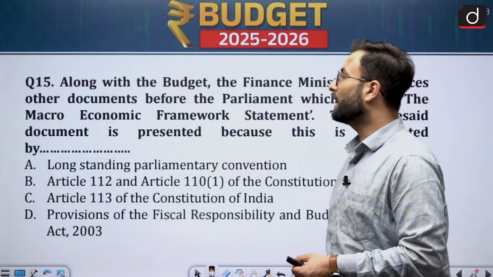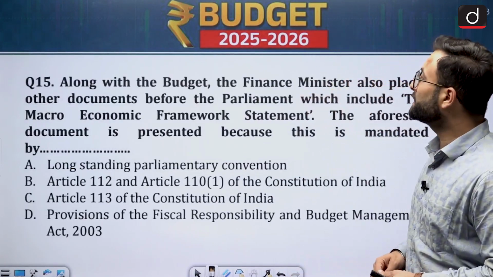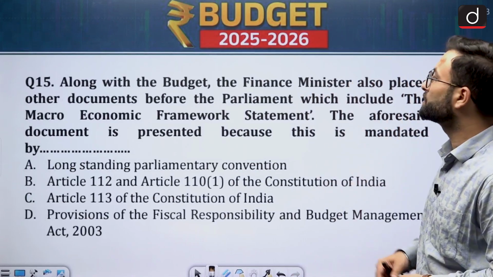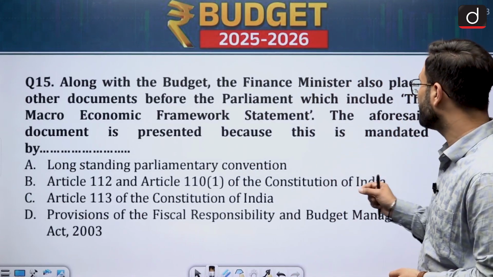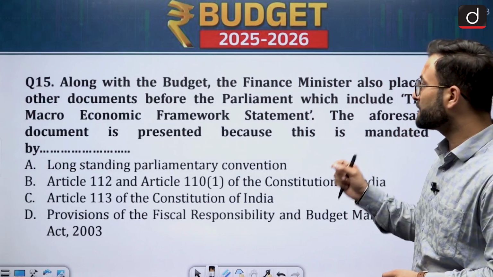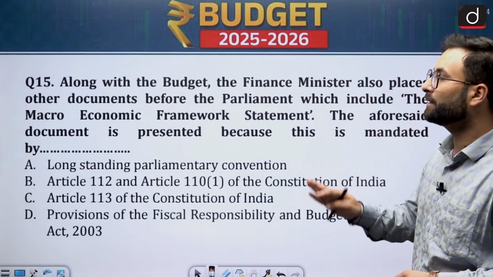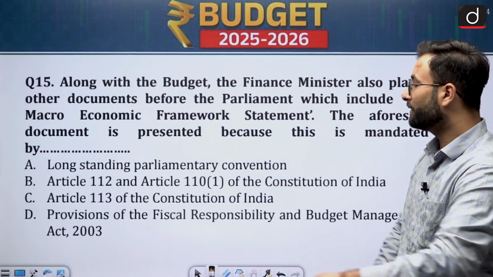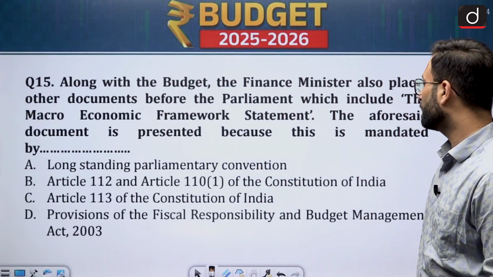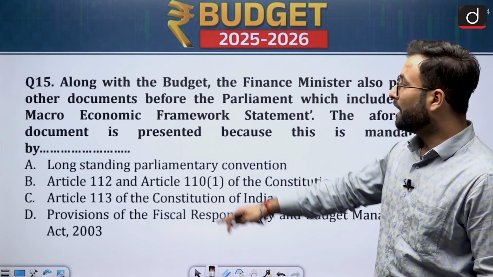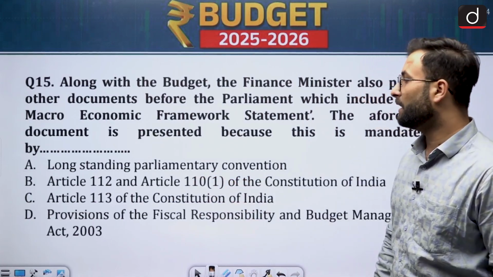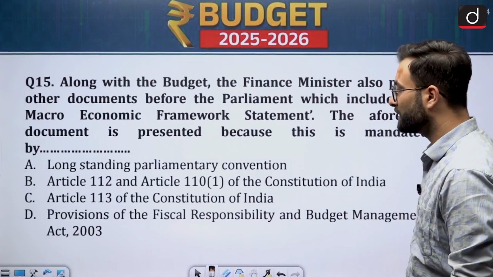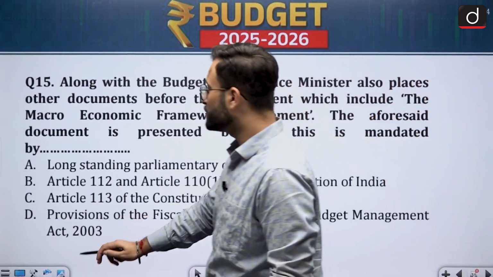Coming to the next one, question number 15. Along with the budget, the finance minister also placed other documents before the parliament, which include the macroeconomic framework statement. The aforesaid document is presented because this is mandated by long-standing parliamentary convention, Article 112 and Article 110 clause 1 of the Constitution of India, then Article 113 of the Constitution of India, or the provisions of the FRBM Act, that is the Fiscal Responsibility and Budget Management Act 2003. Option D is your right answer.